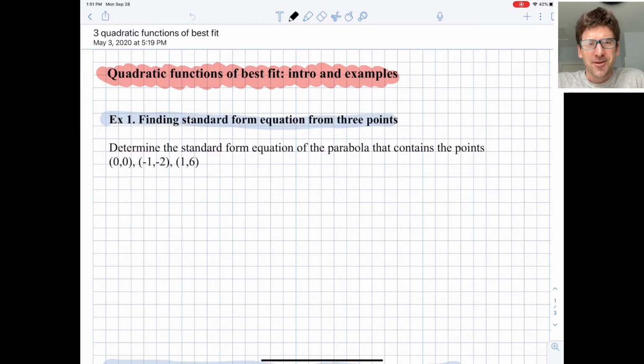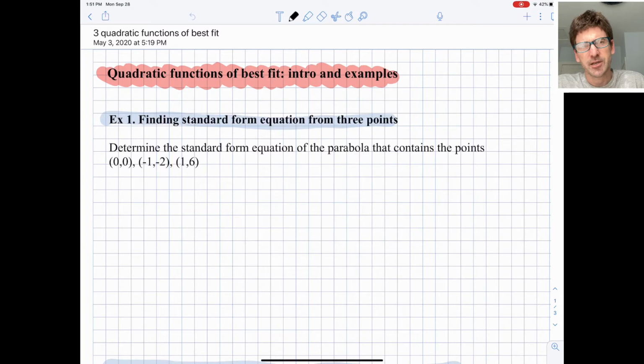All right, this is a video on finding quadratic functions of best fit with an introduction and some examples. In this video in particular, though, we're not going to be working with real-world data that have some scatter. We'll be working with finding the equation of a quadratic function if we're given some particular pieces of that function, maybe the vertex, maybe a couple other pieces. So we're looking at finding equations from some points on a graph.